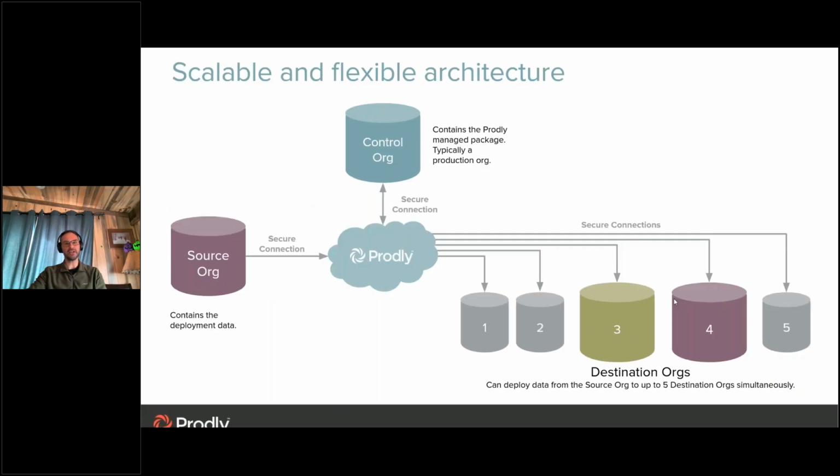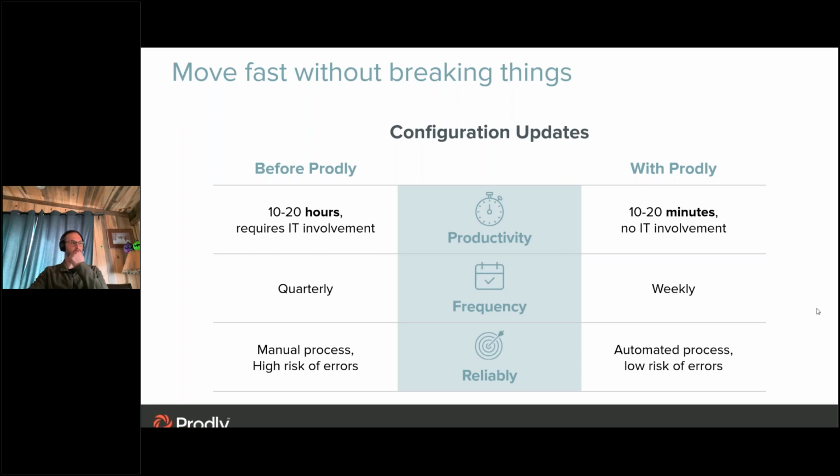Scalability and flexibility in the architecture. This is how Prodly works. You've got the package installed in an org, pretty typical. What is atypical is you don't need this package installed in every single org. You just need to tell us where your source and destination is for your metadata and data. Source org, where it's coming from; destination orgs, where it's going to, up to 5 simultaneously; with a control org that houses essentially your templates, your mappings, your metadata, and your data, what you actually want to move. The configuration updates are really the benefit of this. We're talking about hours versus minutes. How quickly can you get stuff out?